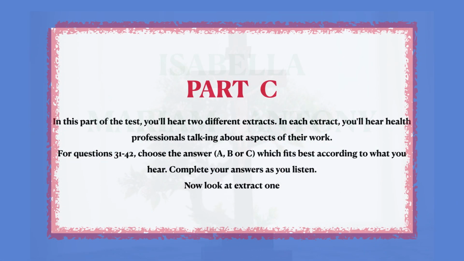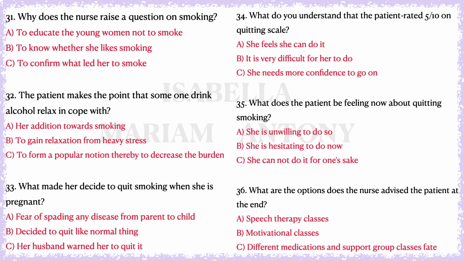Part C. In this part of the test, you'll hear two different extracts. In each extract, you'll hear health professionals talking about aspects of their work. For questions 31 to 42, choose the answer A, B, or C, which fits best according to what you hear. Complete your answers as you listen. Now look at Extract 1. Extract 1, questions 31 to 36.